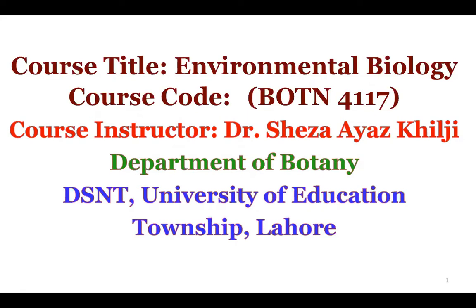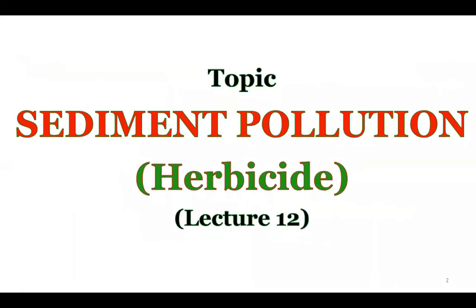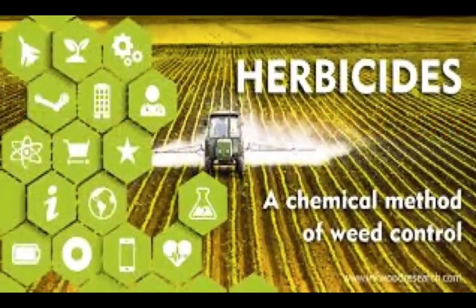The subject for the present lecture is environmental biology. The topic is sediment pollution, and the part under this heading is called herbicide. This is lecture 12. So, what is a herbicide? A herbicide is a chemical method of weed control. They are also commonly known as weed killers, the substances which are used to control unwanted plants.